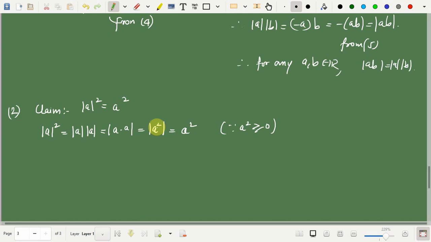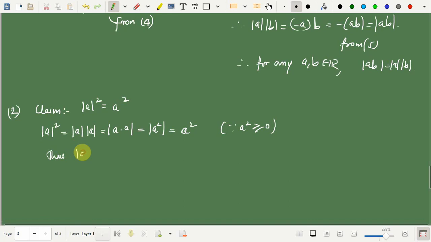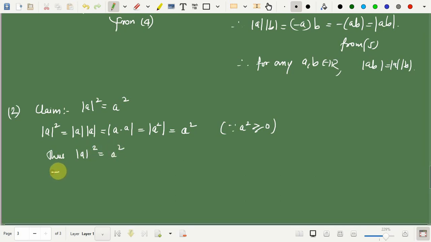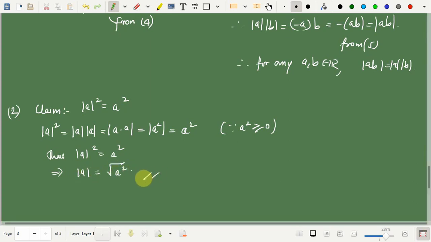So in this case we know that a square is greater than or equal to 0, so mod of a square has to be the same as a square. So that proves that mod of a the whole square is equal to a square. Now to prove the next line, which says that mod of a is equal to root of a square, that follows from here. So thus we have mod of a square is equal to a square. Now taking the positive square root on both sides, you get mod of a is equal to root of a square. That's it.